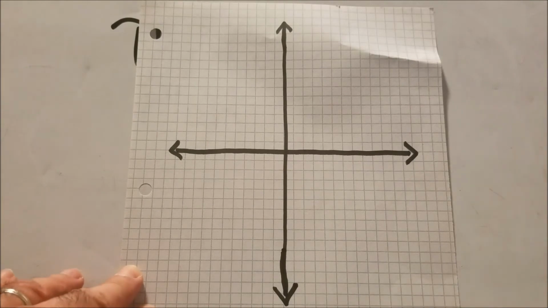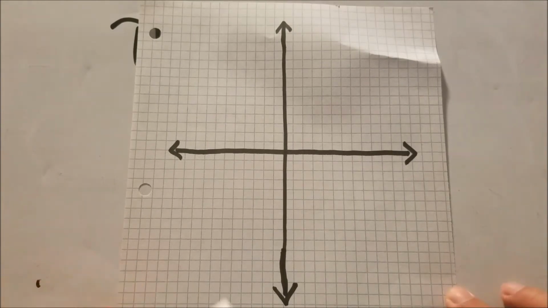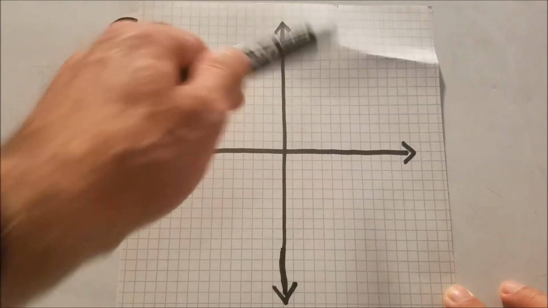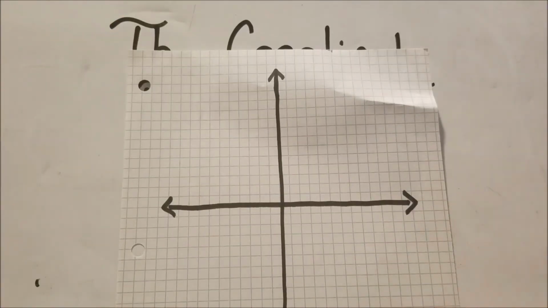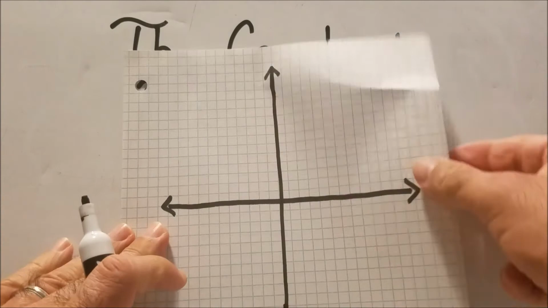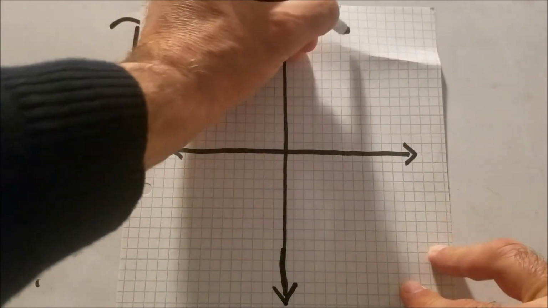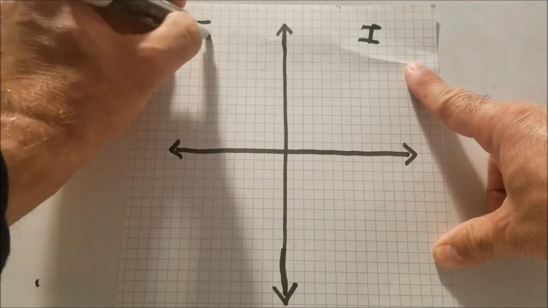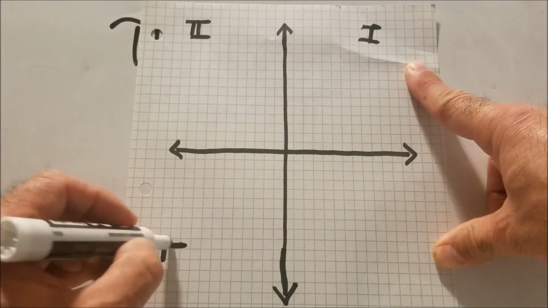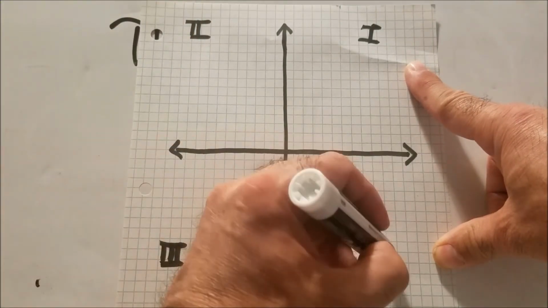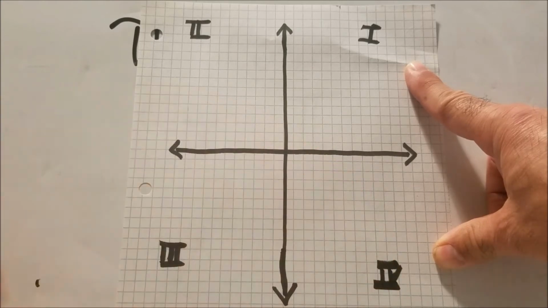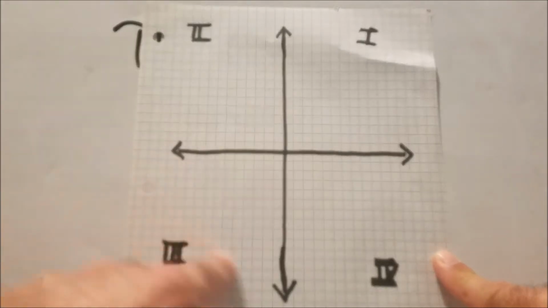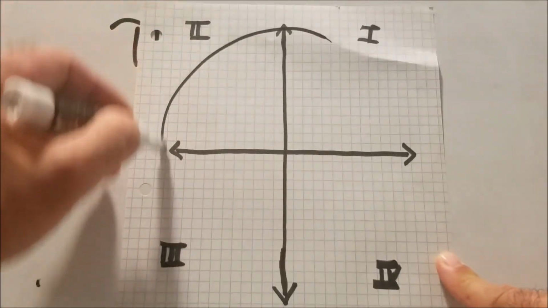Okay. Remember, we have 4 quadrants. There's 4 sections called quadrants. This is the first quadrant, right? So let me write that down. There we go. So this is quadrant 1. This is quadrant 2. Quadrant 3. And guess where quadrant 4 is? Exactly. There we go. So there's our 4 quadrants. And it goes counterclockwise, as you can see. Counterclockwise.